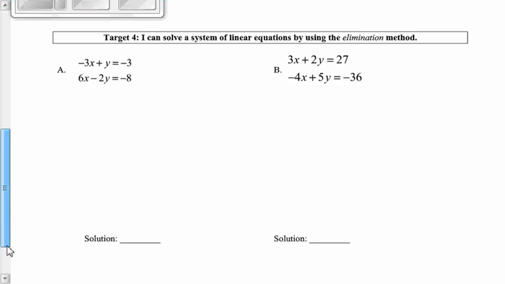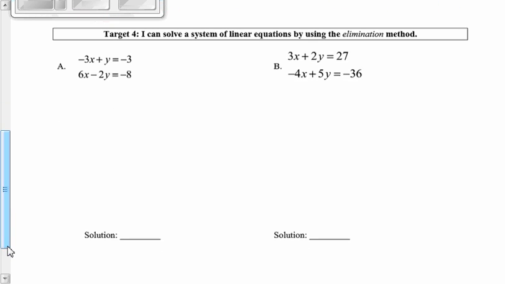So solving our systems one more way by elimination. This is where we multiply one or both of your equations by something so that when we add, the variables will cancel out. Looking at the x's here on A, I'm recognizing if I multiply the top equation by 2, that would give me a negative 6x, which would cancel out with the positive 6x.